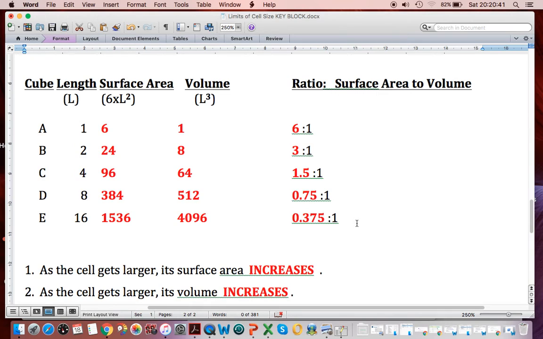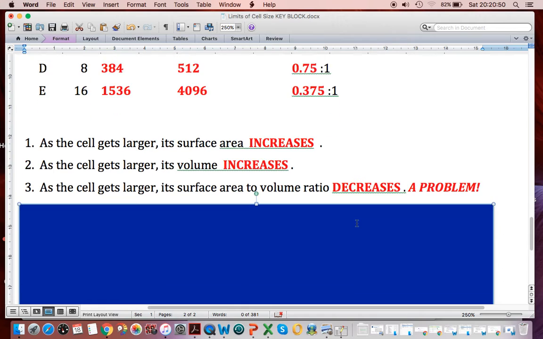What that means in English is it's harder to get materials in the cell you need, like oxygen and sugar. And it's hard to get rid of waste, like carbon dioxide. And that's what it's going to talk about down here.